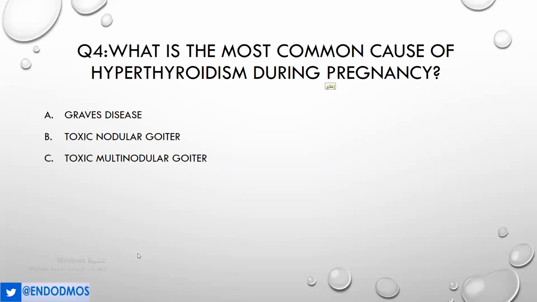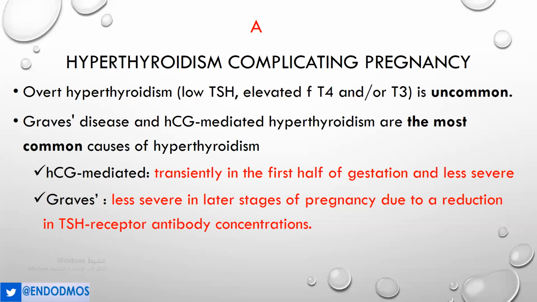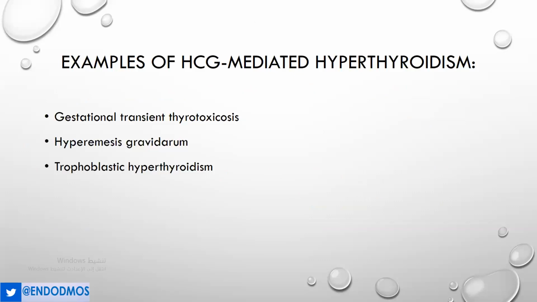Okay, we are seeing A and B, and actually, usually A, Graves' disease, is the most common one. Overt hyperthyroidism with low TSH and high FT4 is usually uncommon, but Graves' disease and beta HCG mediated hyperthyroidism are the most common causes of hyperthyroidism. Beta HCG mediated is transient in the first half of gestation and less severe. The Graves' disease is less severe in later stages of pregnancy due to reduction in TSH receptor antibody concentration. Examples of beta HCG mediated hyperthyroidism: gestational hyperthyroidism, transient thyrotoxicosis, hyperemesis gravidarum, and trophoblastic hyperthyroidism.